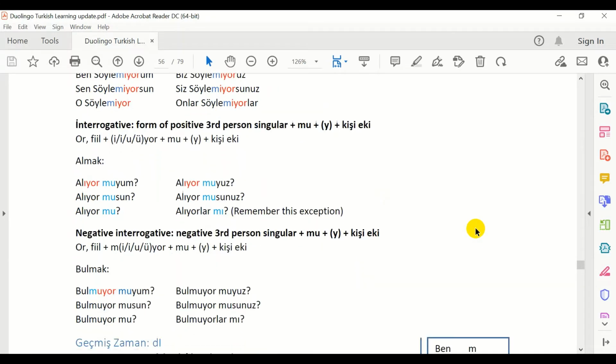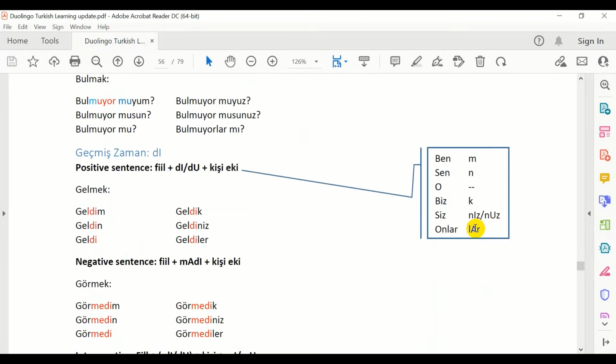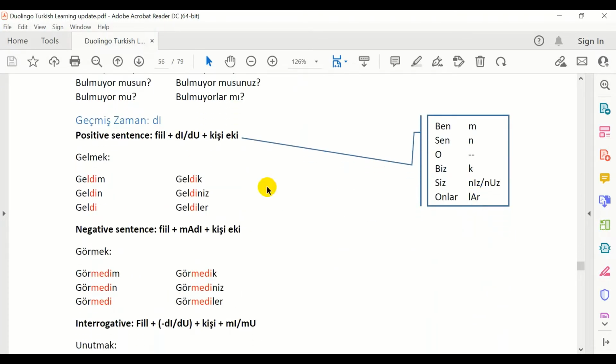Well, now come to Geçmiş Zaman, or simple past tense. Simple past shows an action that has happened in the past. It is even easier than Şimdiki Zaman because here you have the suffix d. Like in Şimdiki Zaman you had the suffix iyor, here it is verb plus Geçmiş Zaman suffix plus kişi eki, personal suffix. And the personal suffix in simple past tense is this.